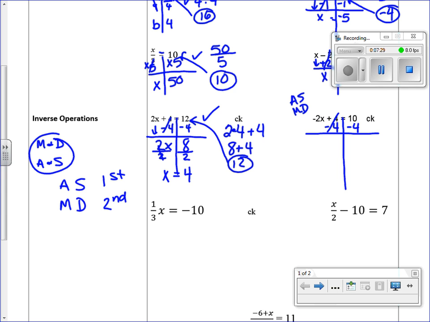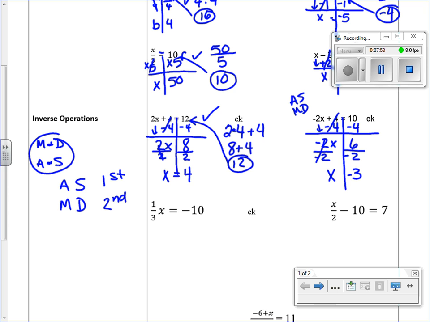Okay, so I canceled those 4. 10 minus 4 is 6. And so all I'm left with is negative 2x on this side. Negative 2x is 6. So I divide by negative 2, because side by side is multiply. Those guys cancel. I'm left with x. 6 divided by negative 2 is negative 3.